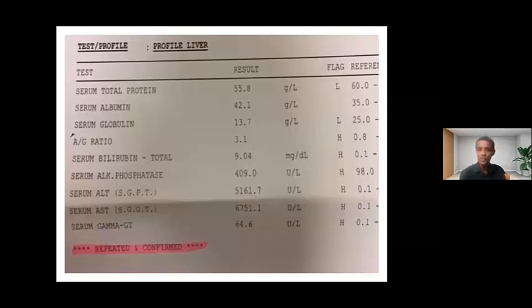Can you see my slides? Yes, sir. Thanks.